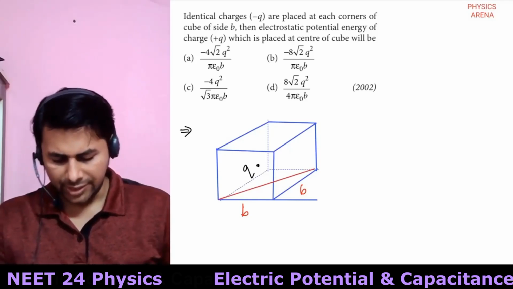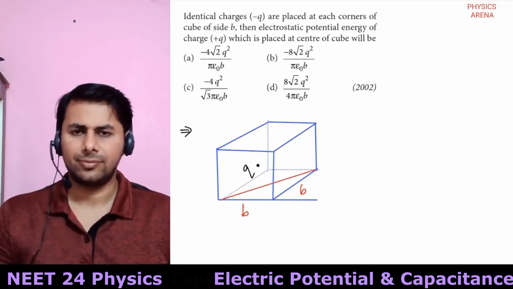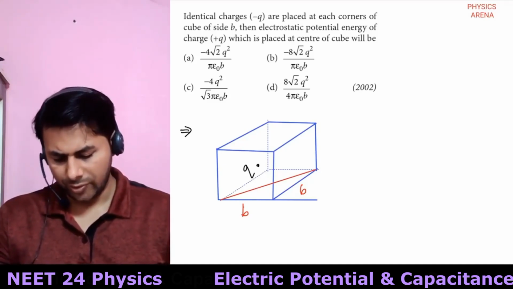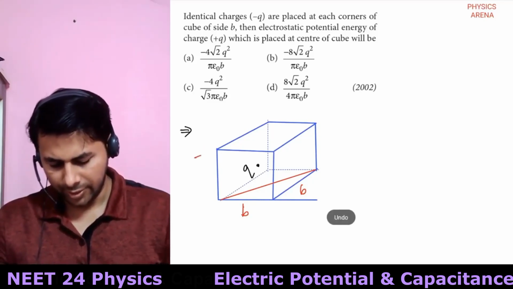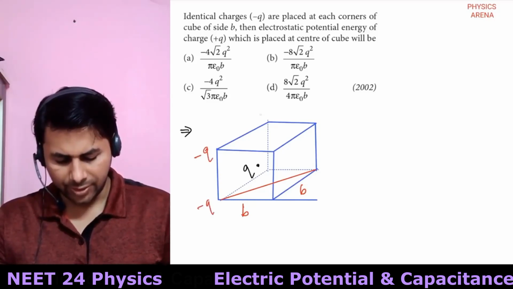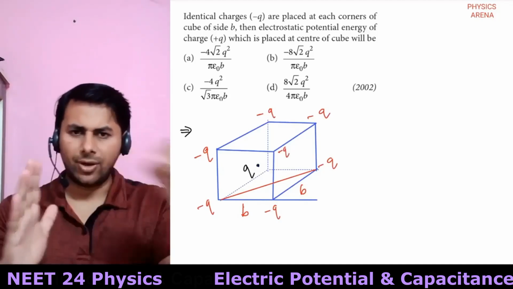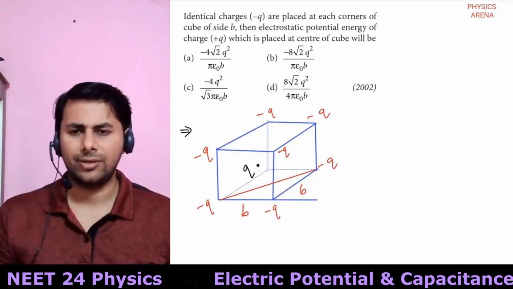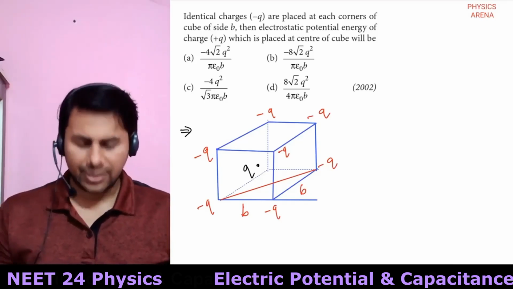Is the charge at the same distance from all the other charges? Which are the charges? Minus q, minus q, minus q, minus q, minus q at all corners, and one charge at the center. Is its distance from all charges equal? It is equal, right? So how much is that distance?